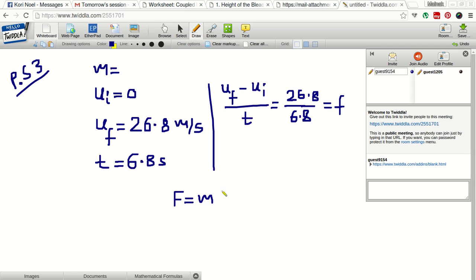This is a very famous equation, maybe the most famous equation in physics. This is called Newton's second law, right? So this says if you have force F, which is equal to mass times the acceleration of the particular object.